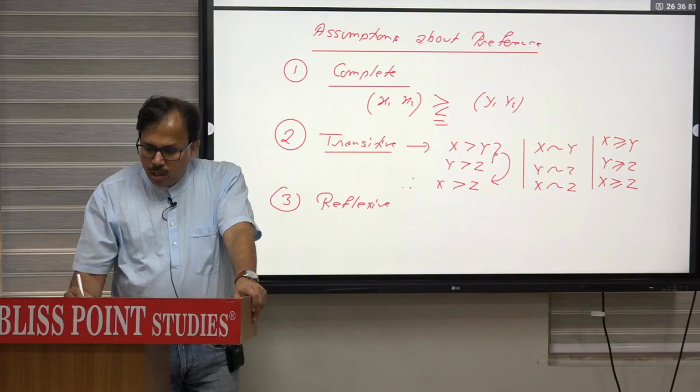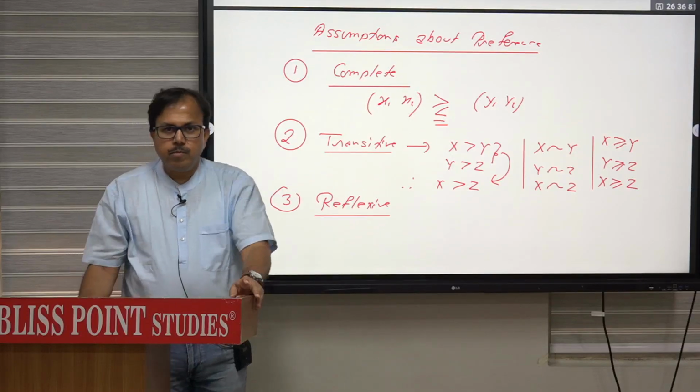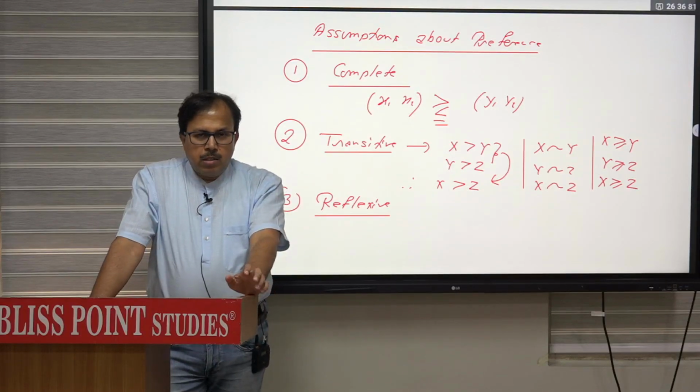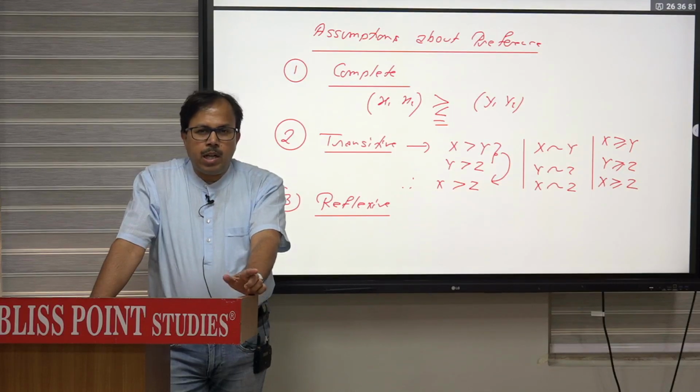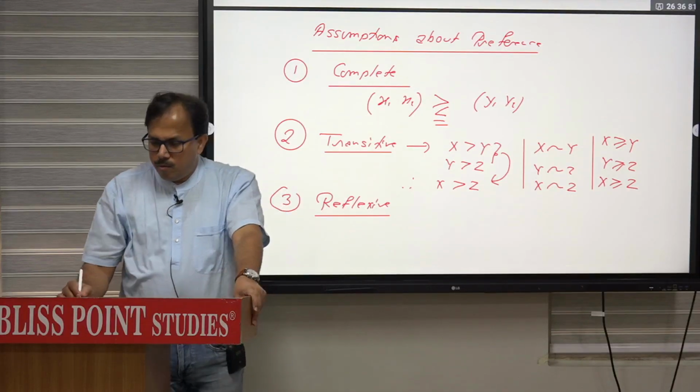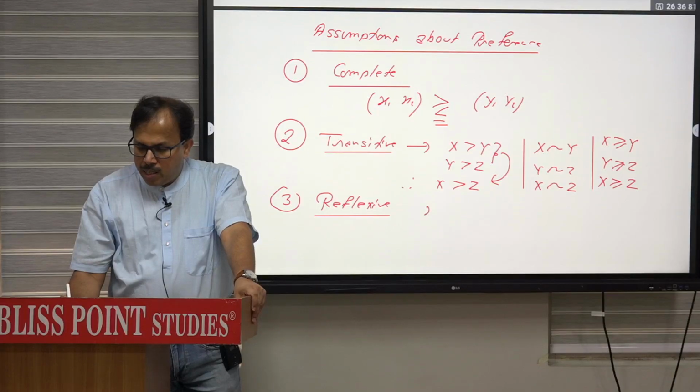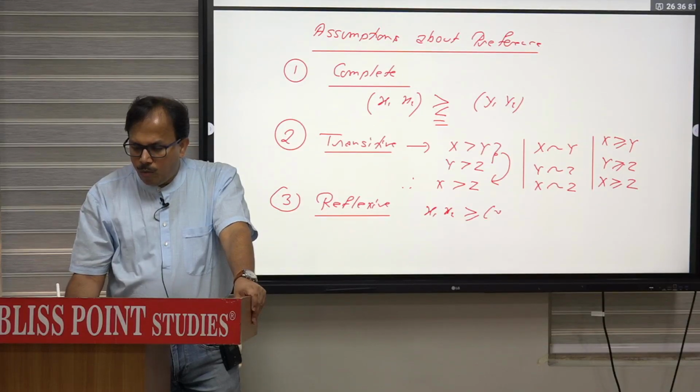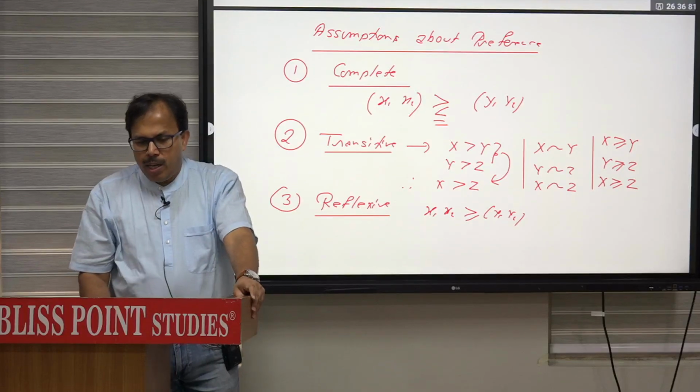The third assumption is reflexive. Now, reflexive means that a bundle is at least as good as itself. Just write down that line. It means that a bundle is at least as good as itself. That is, (x1, x2) is greater than or equal to (y1, y2), at least as good as itself.